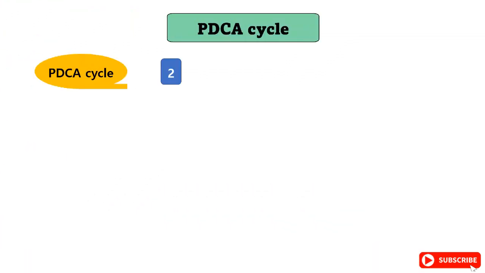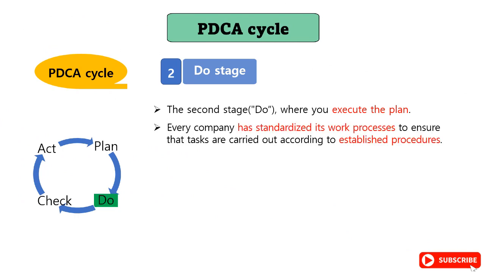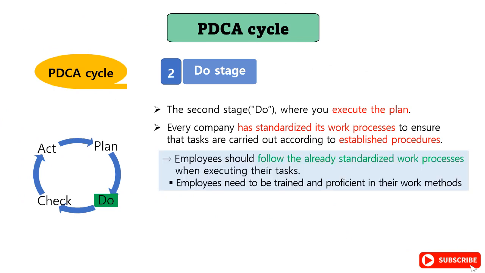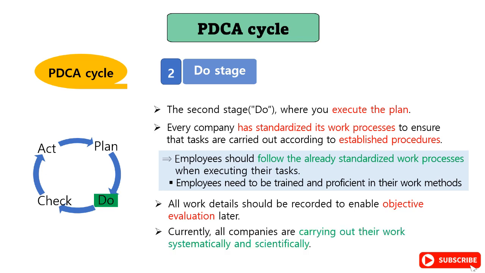The second stage is the Do stage, where you execute the plan. Every company has standardized its work processes to ensure that tasks are carried out according to established procedures. Therefore, employees should follow the already standardized work processes when executing their tasks. To do this, employees need to be trained and proficient in their work methods, and all work details should be recorded to enable objective evaluation later. Currently, all companies are carrying out their work systematically and scientifically.